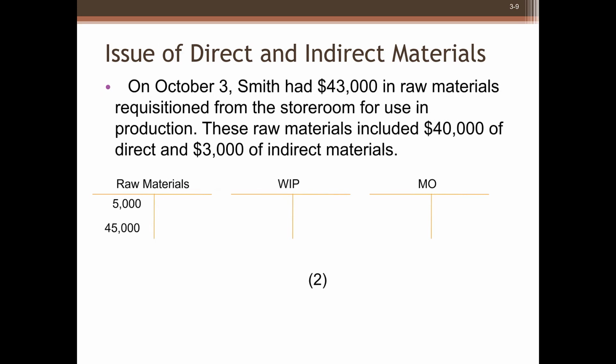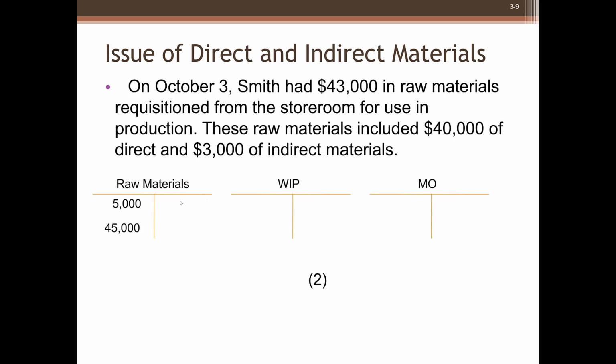On October 3rd, Smith had 43,000 in raw materials requisitioned from the storeroom for use in production. These raw materials included 40,000 of direct and 3,000 of indirect materials. So we have a beginning balance here for raw materials of 5,000, purchased 45,000. Now, direct materials used 40,000, indirect materials 3,000.